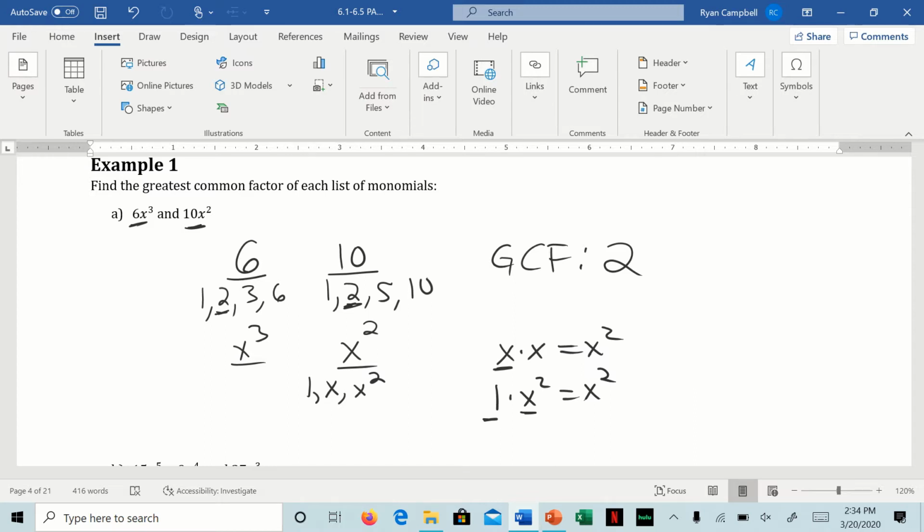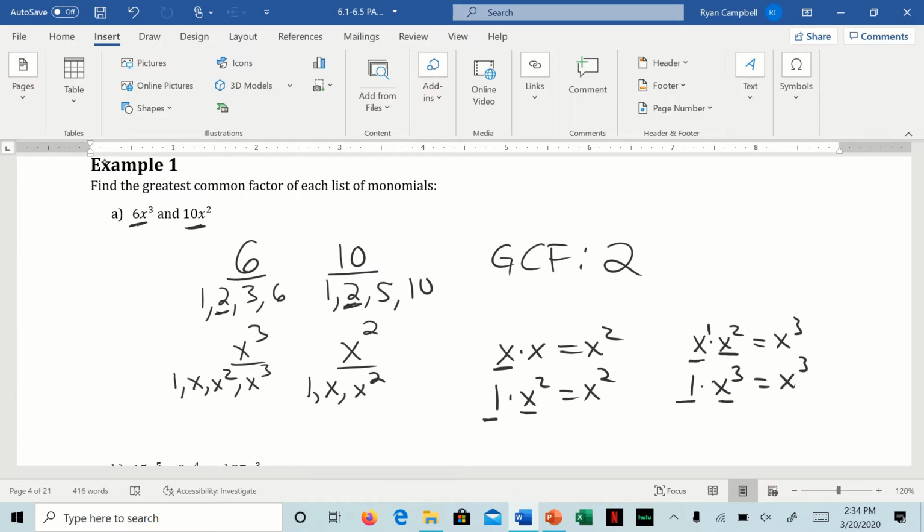And then for x cubed, we can see it's basically the same thing. We can see it's 1, x, x squared, and x cubed, right? Because again, we can see that x times x squared is x cubed. So remember, you add up the exponents, that's going to be a 1. So x is a factor, x squared is a factor, and then 1 times x cubed is x cubed. So 1 is a factor, x cubed is a factor.